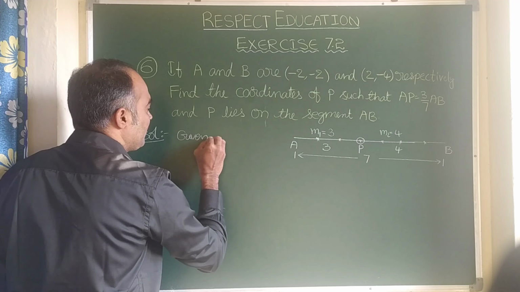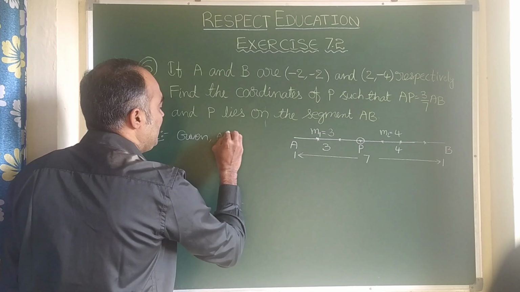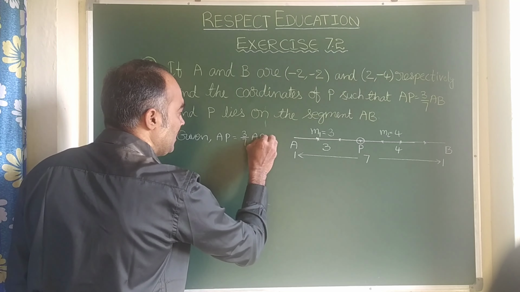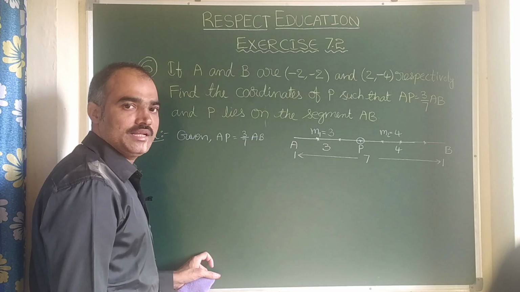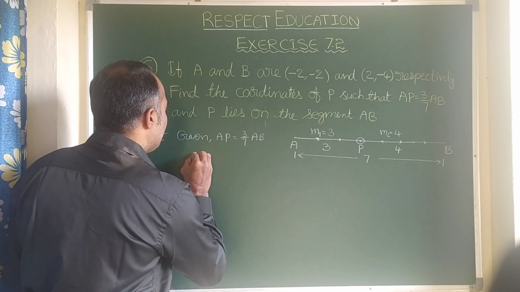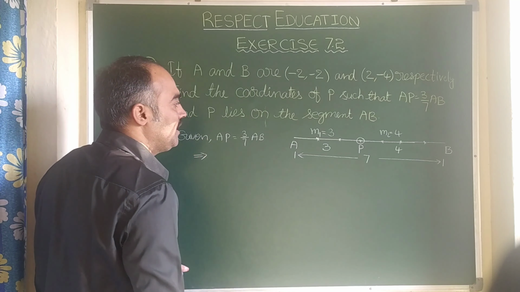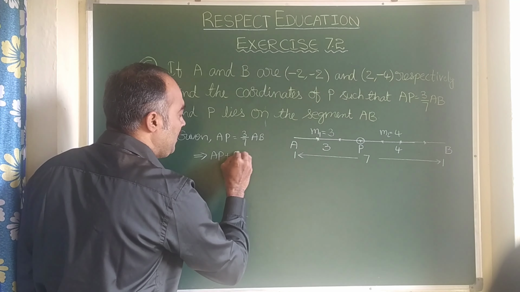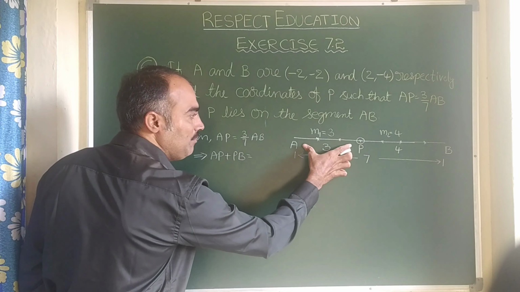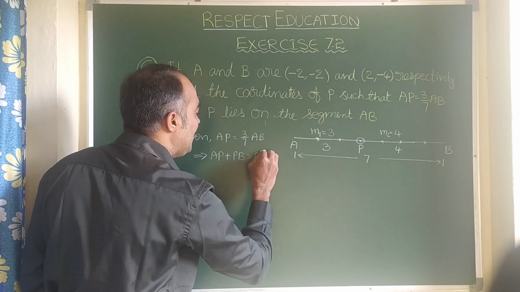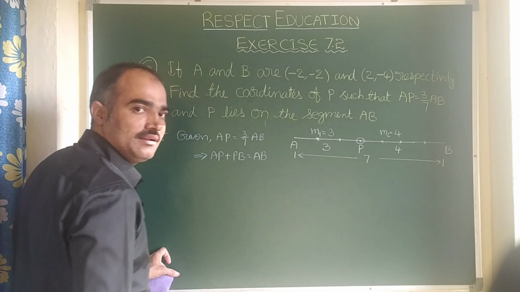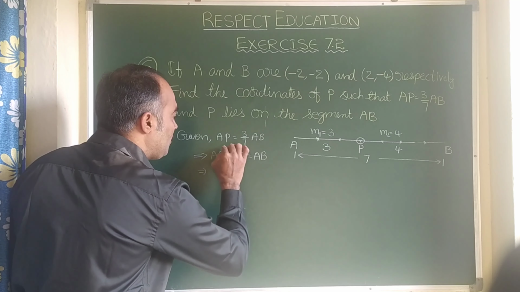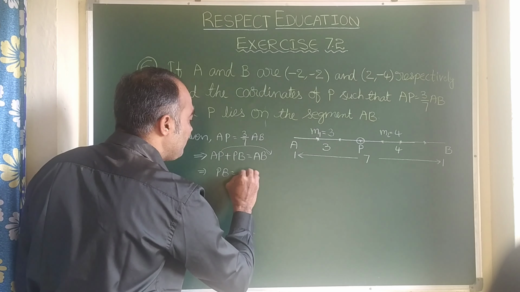Given AP is equal to 3 by 7 times AB. Right? Now here we already know that AP plus PB is always AB. Clear? Now we want PB. So PB is equal to AB minus AP.